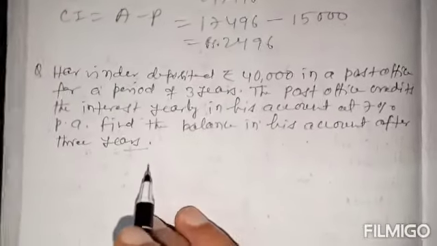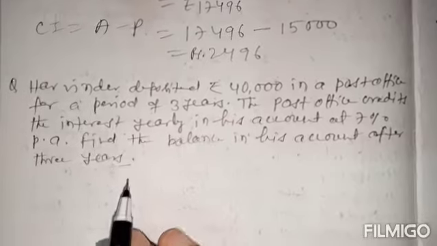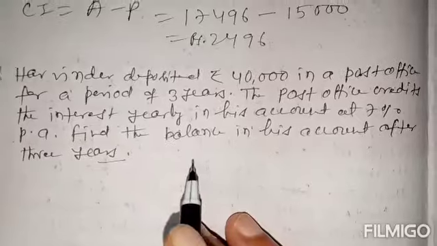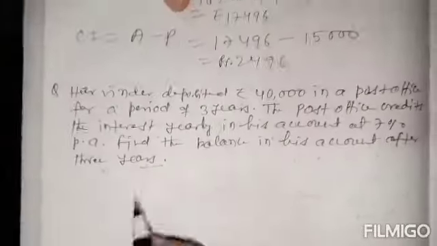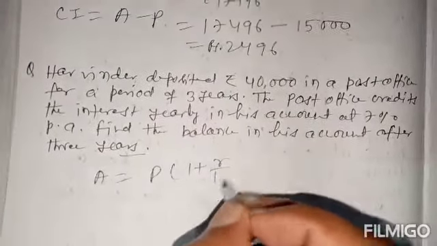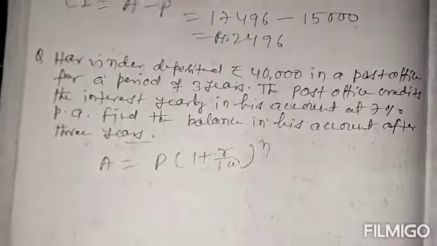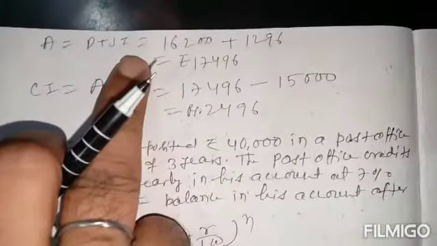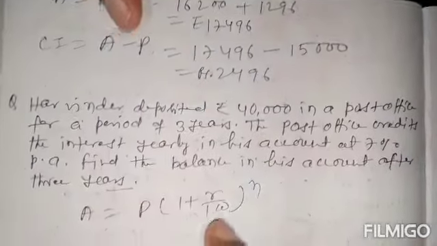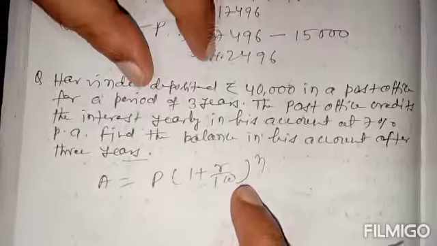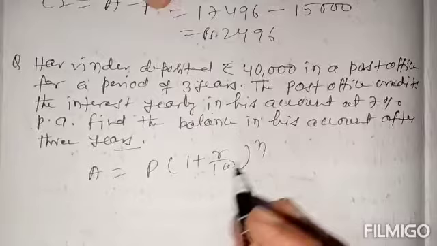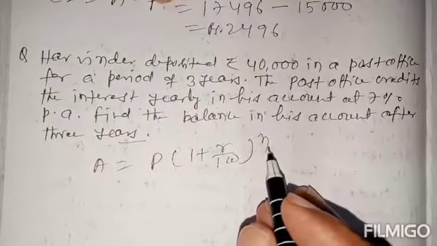Now here we use the second method, which is also the shortcut method for finding compound interest and amount, which is amount is equal to P into (1 plus R by 100) to the power time. Because the earlier method is time taking and lengthy. For finding amount and compound interest, we use the shortcut method, amount is equal to P (1 plus R by 100) to the power time.